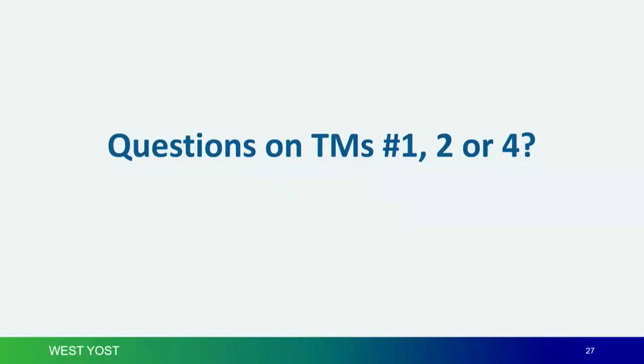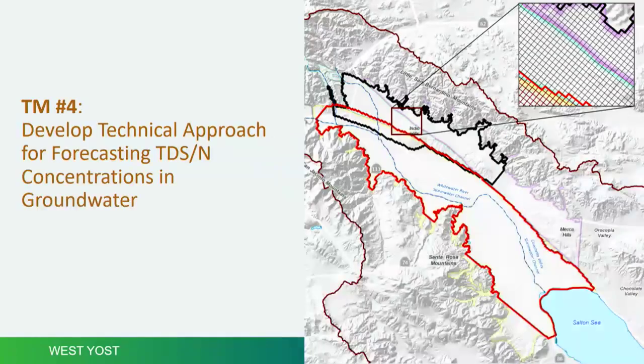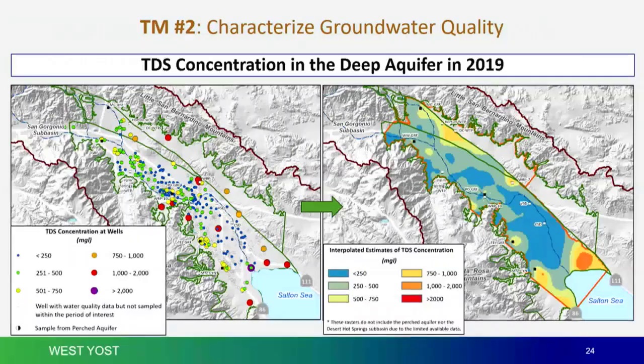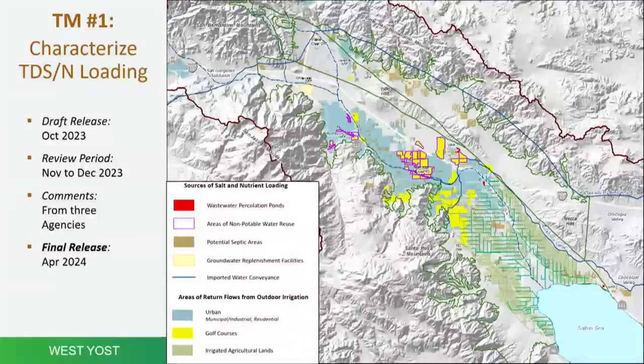Just on that one slide where you had the septic areas, I was just wondering how you got that information, the potential septic areas. I believe we got that information from Coachella Valley Water District, and Zoe might have more info on that.